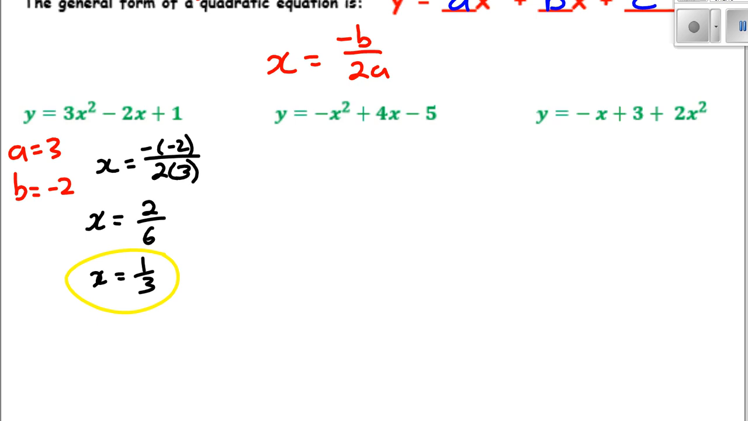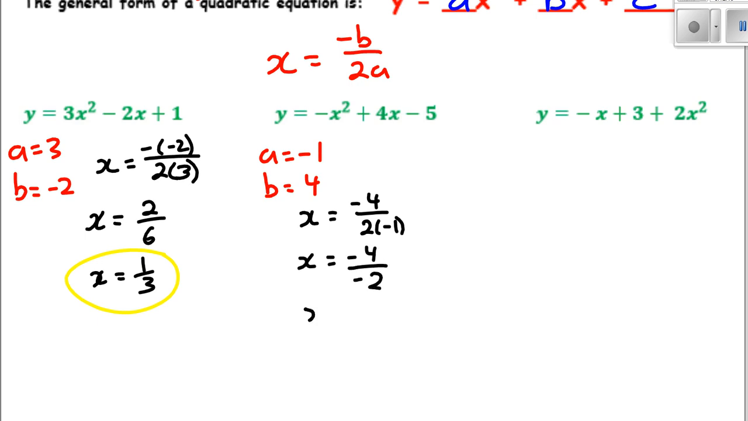Next one, y equals... a equals -1, because it's -1x², b equals +4. Let's plug it all in. x equals -b, so -4, over 2 times -1. So x equals -4 over -2. Negative divided by negative is positive.